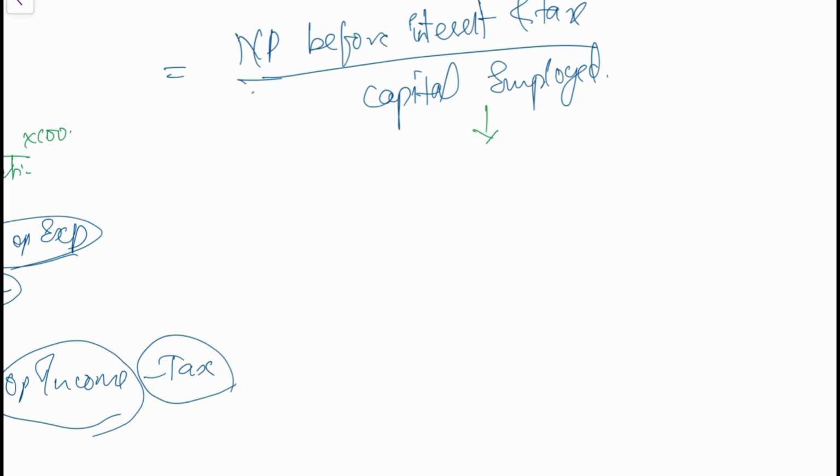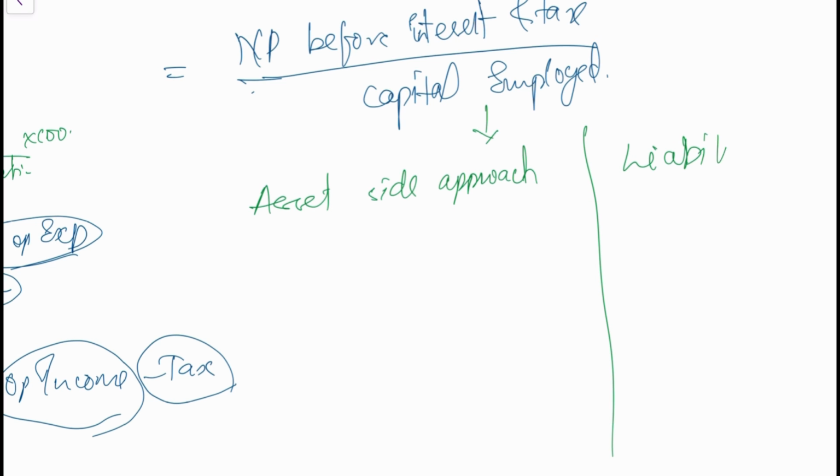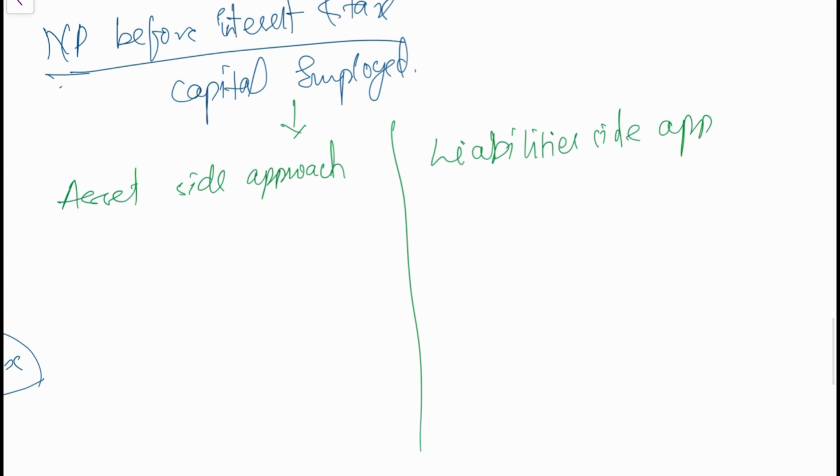Okay, so how to calculate this capital employed? There are two methods of calculating it. One is asset side approach and the other is liability side approach. Whichever method you use, asset side or liability side, the answer will be the same. Okay, so let's see how you will calculate this capital employed using the asset side approach.